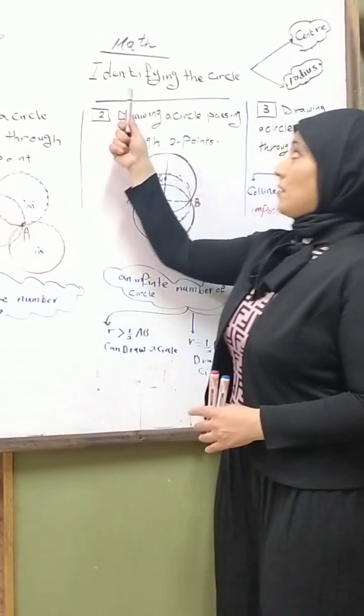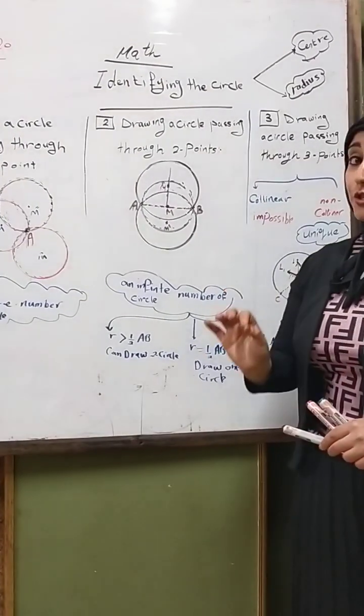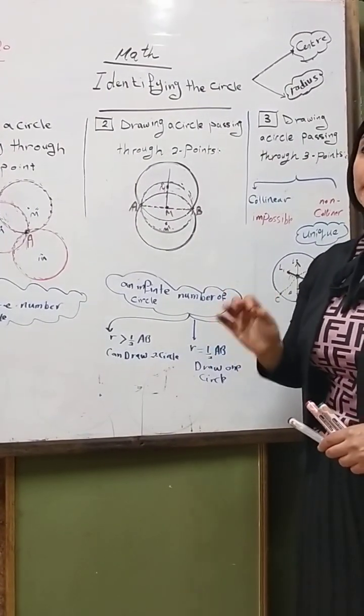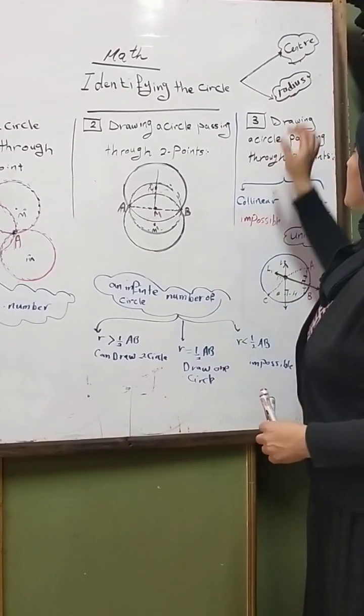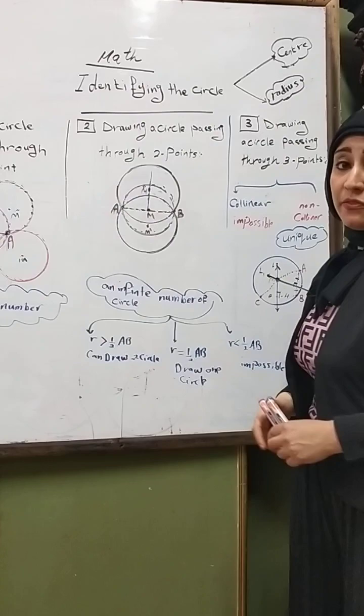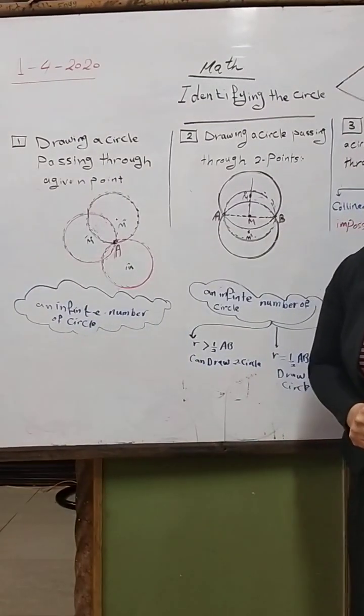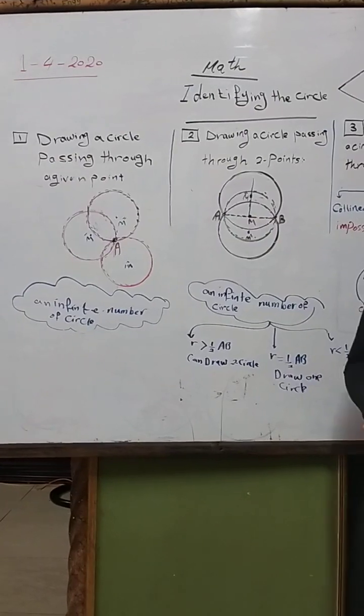Our lesson today is identifying the circle. At first, to identify each circle, we must know two important points, which are the center of the circle and the radius length of it, as we studied before. Today, in our lesson, we will study the possibilities to identify each circle.